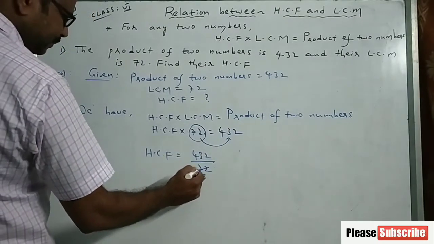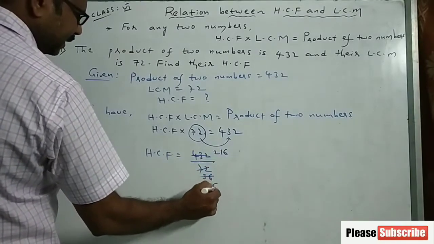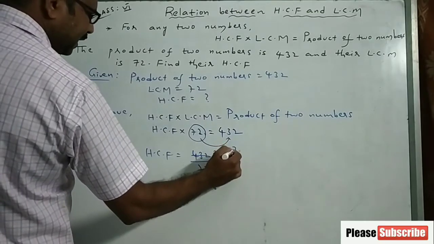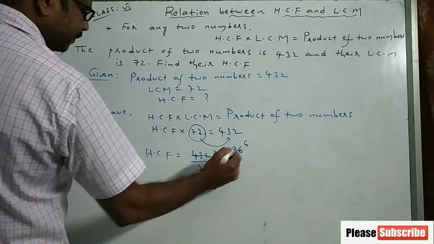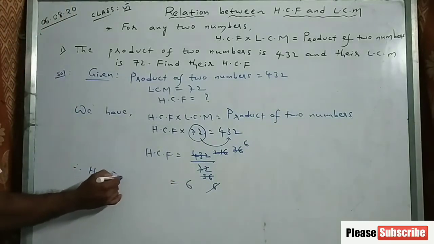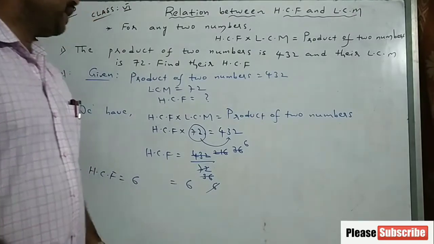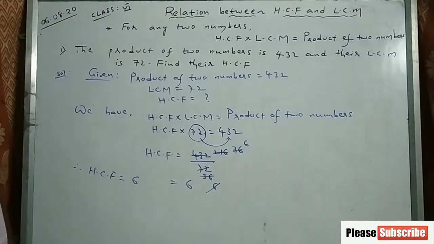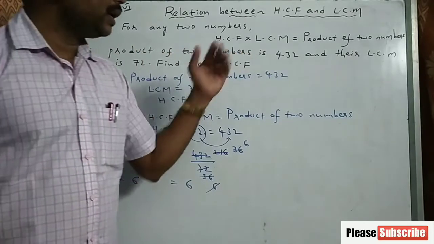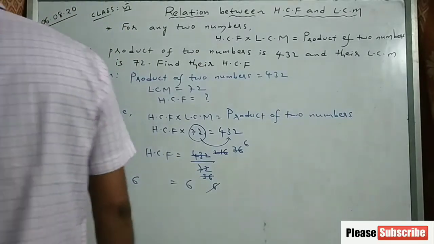Cancel it. 2 3s are 6, 2 6s are 12, 2 1s are 2... 6 6s are 36, 6 3s are 18, 6 6s are 36. So 6. Therefore, what is the HCF? 6. So by using this concept, if any of LCM or HCF is given, we can find the other. Or among two numbers, if one number is given, we can find the other number also. Okay? We see one more problem.